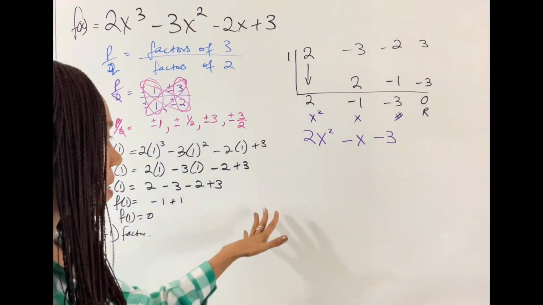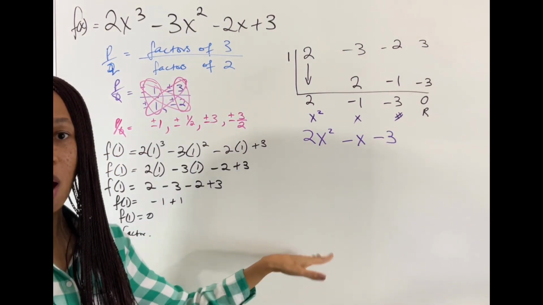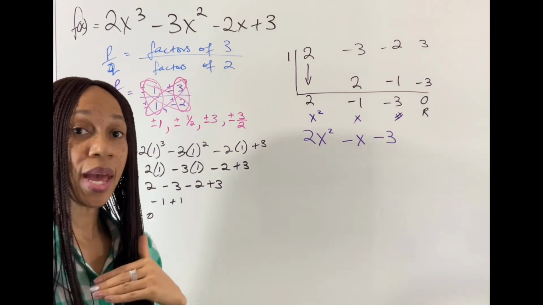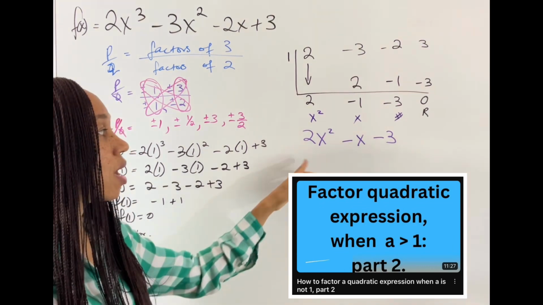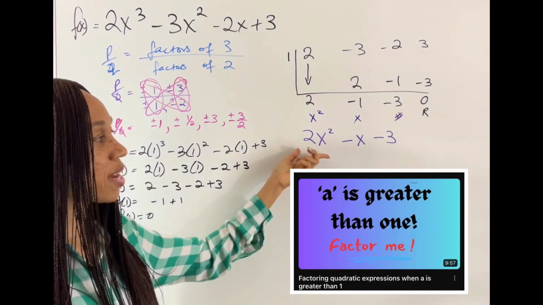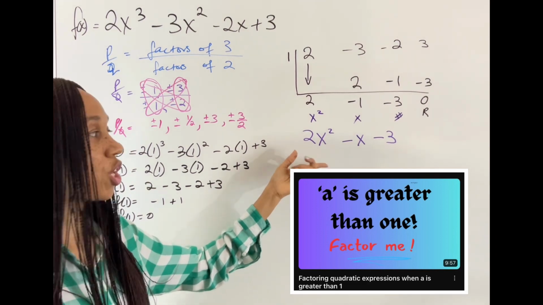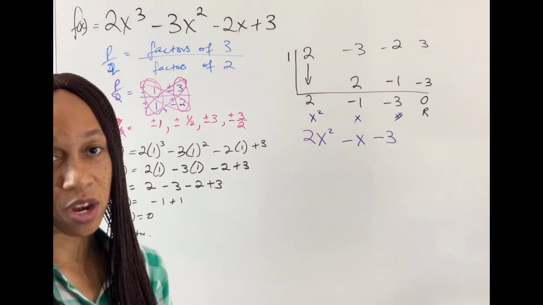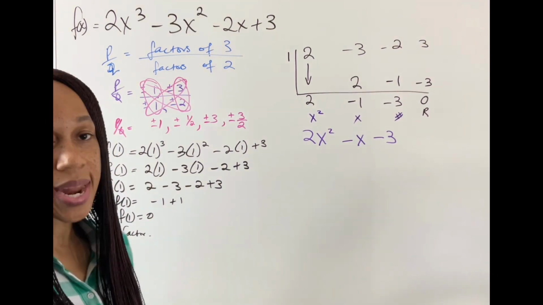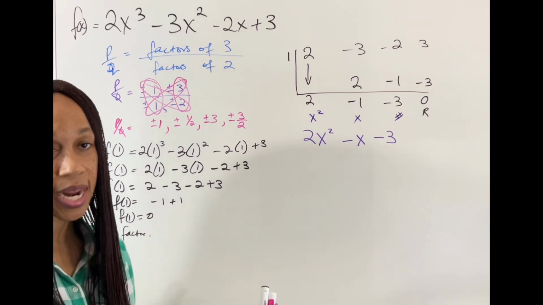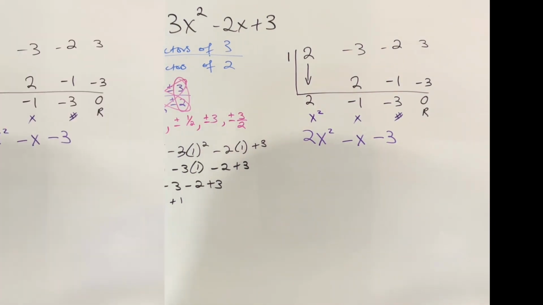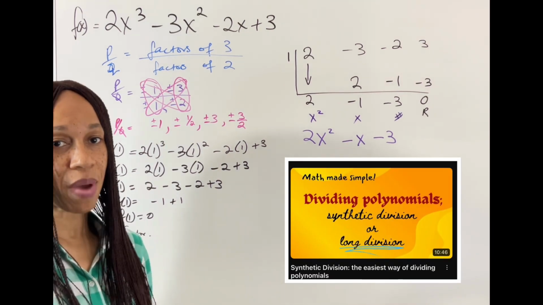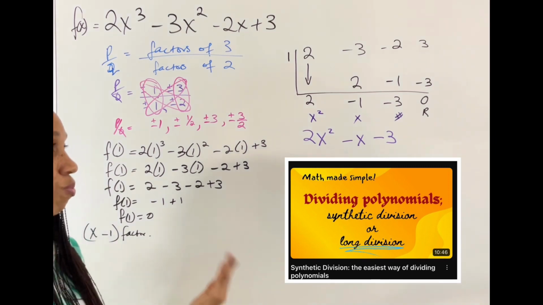You can go ahead and further factor this out using the grouping method, or you can use the ARC method, because in this trinomial you will notice that your a value is greater than 1, so you can use that method to factor this out. But if you don't know how to use any of those, you can go ahead and apply the synthetic division again and factor this out further. Go back and watch my video on using the synthetic division method to factor out a polynomial.